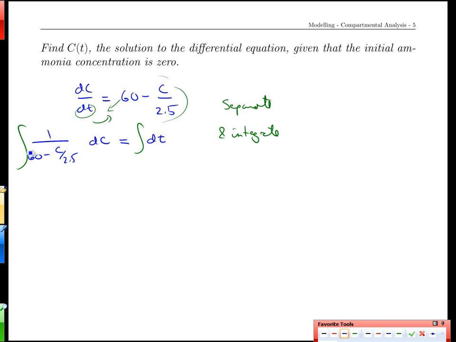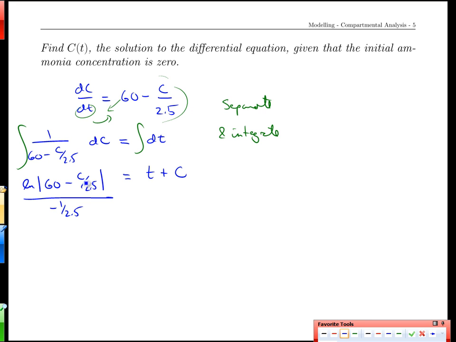Integrate. All right, right-hand side's easy. t plus a constant. This side, how familiar is this? We get a ln of everything in the denominator in absolute values, but we have this negative 1 over 2.5, negative 1 over 2.5 is what we get next. Okay.